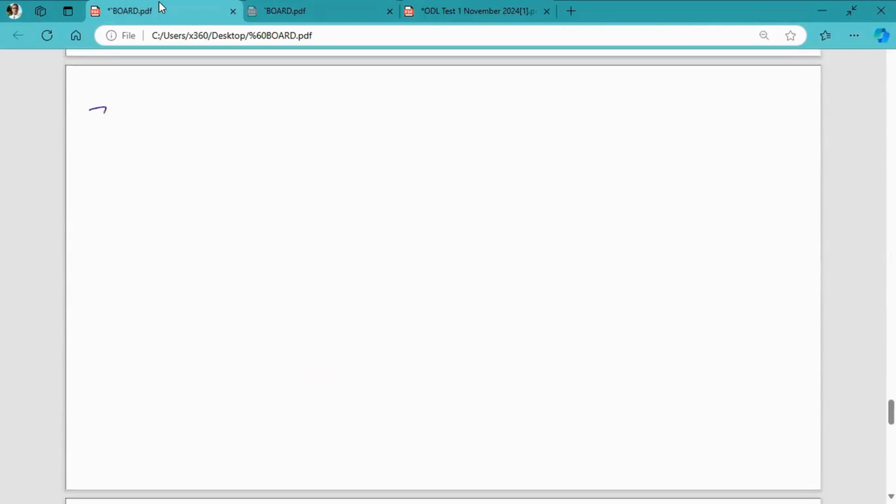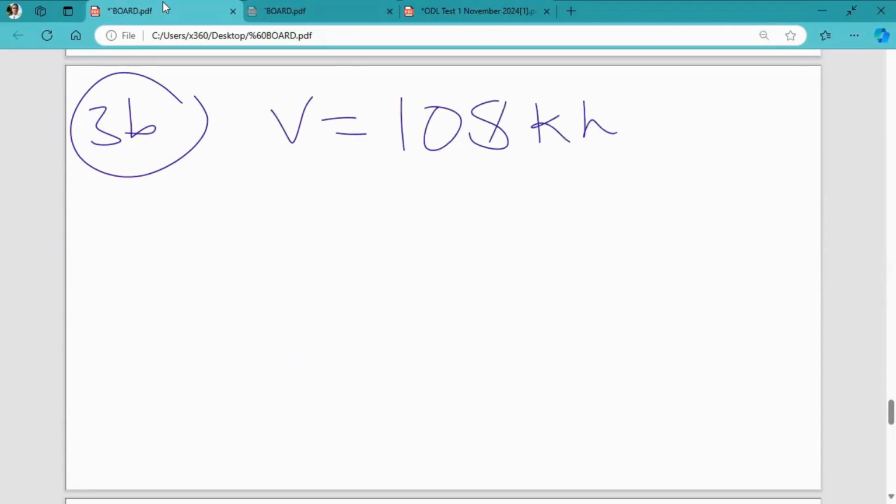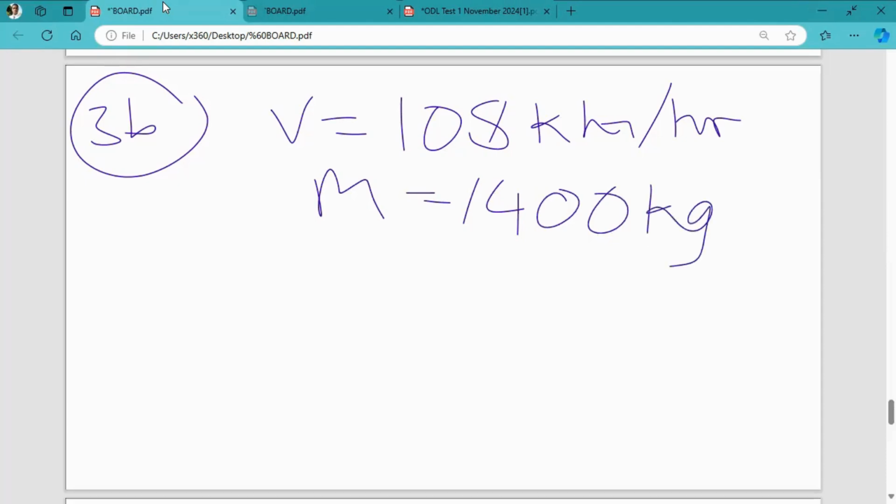And this is question 3B. We've been given the velocity of 108 kilometers per hour. Then we've been given the mass of the car, which is 1400 kilograms. What else do we have? This car is coming to rest, which means the final velocity is 0.